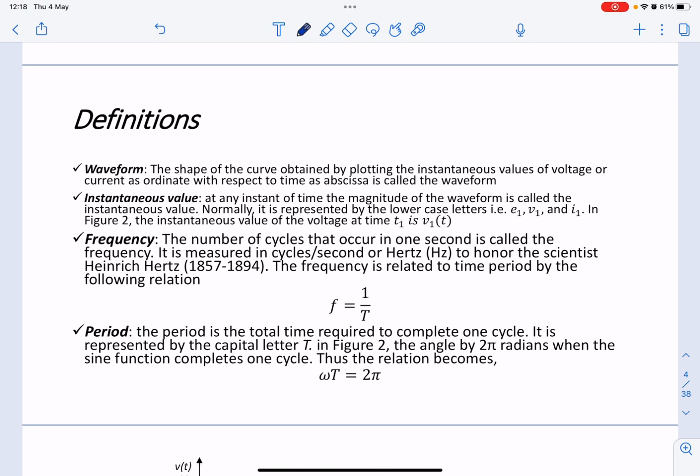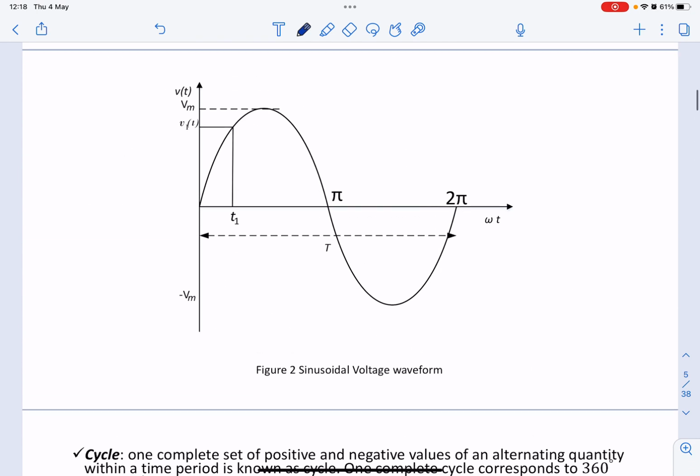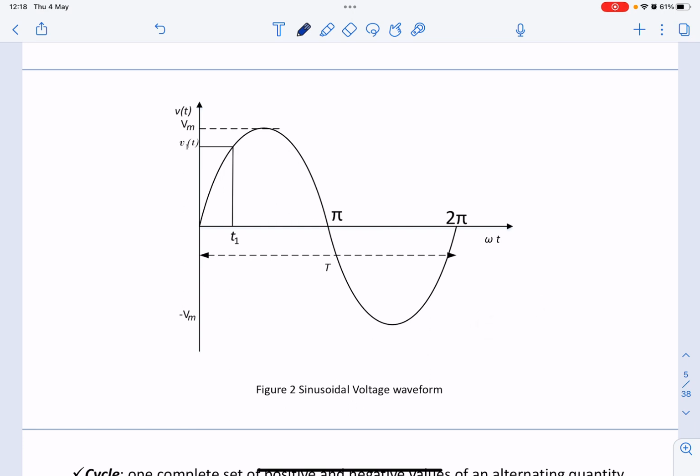So definitions of waveform. Waveform is the shape of the curve obtained by plotting the instantaneous value of voltage or current as ordinate with respect to time as abscissa is called the waveform. So basically, this is a waveform, this one. This waveform is plotted based on the signal provided by the generator.